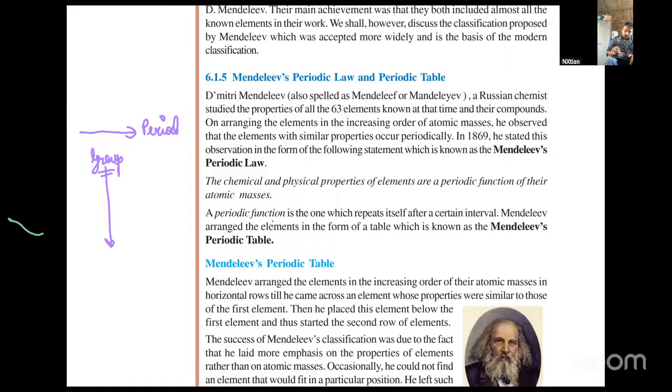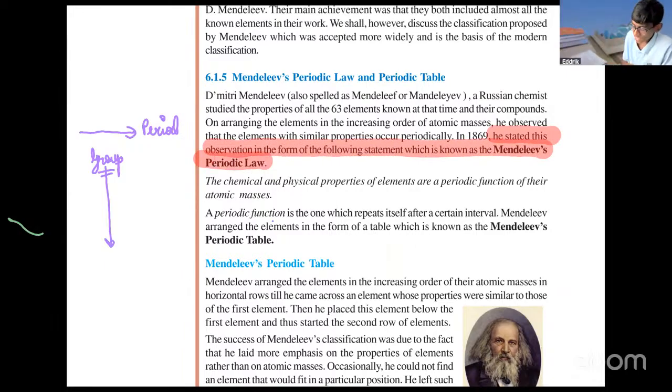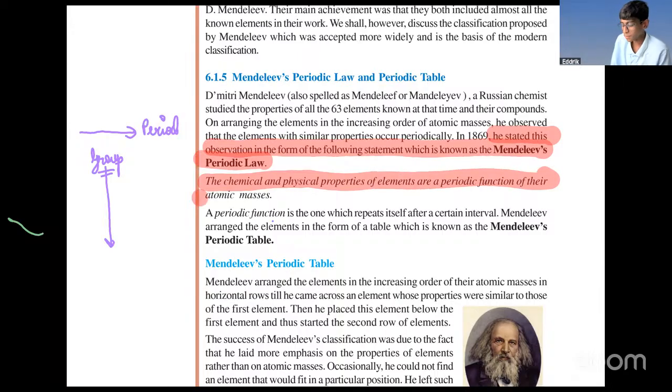Okay, so now this is a very important part. Edric, please read this slowly. This periodic law, the Mendeleev periodic law. Can you read this from here, please? In 1869, he stated this observation in the form of the following statement, which is known as Mendeleev's periodic law. The chemical and physical properties of elements are a periodic function of their atomic masses.